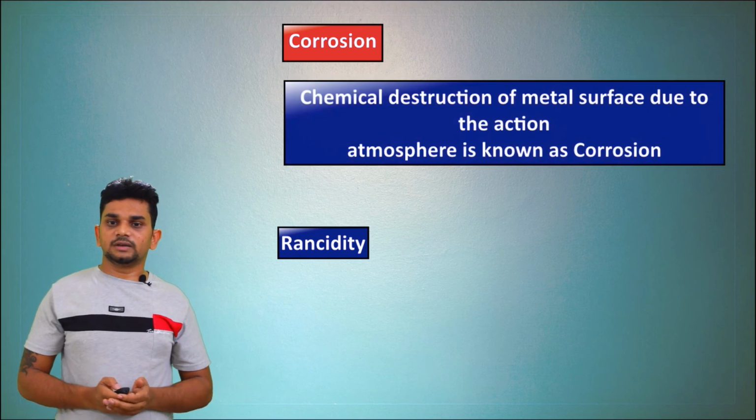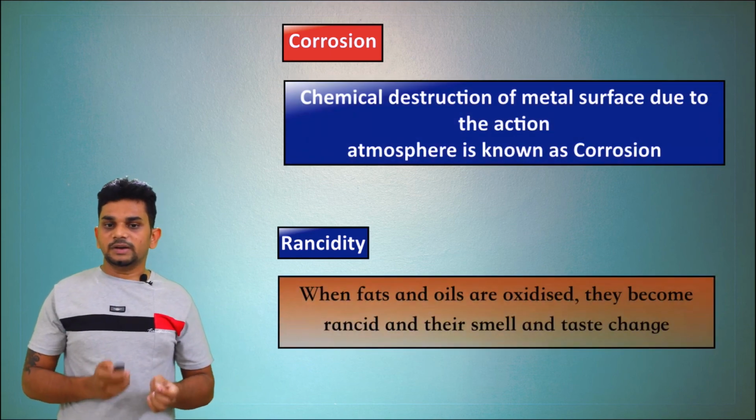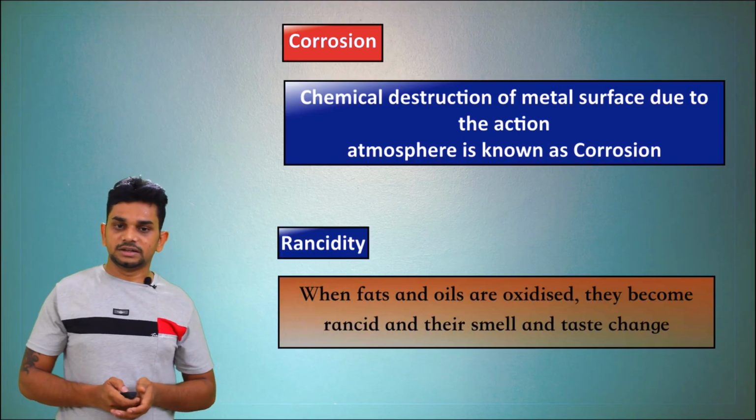Chemical destruction of a metal surface due to the action of the atmosphere is known as corrosion. When fats and oils are oxidized, they become rancid and their smell and taste change. It is known as rancidity.